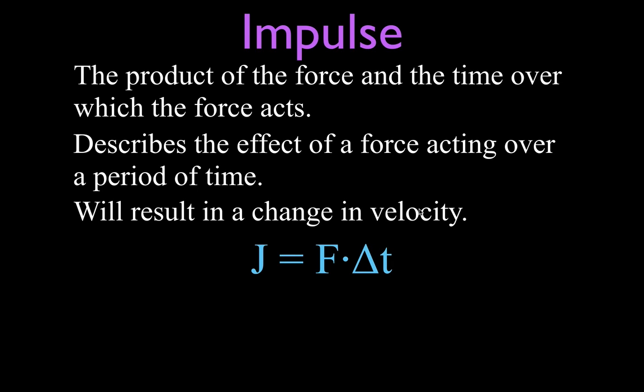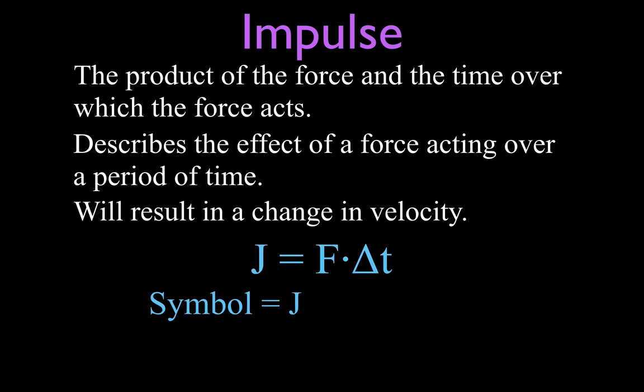Now this is the symbol. The symbol for impulse is J. Some people write it I, but the official symbol is J. And to calculate the impulse, all you do is take the force that is applied in newtons and multiply it times the time over which that force is applied.